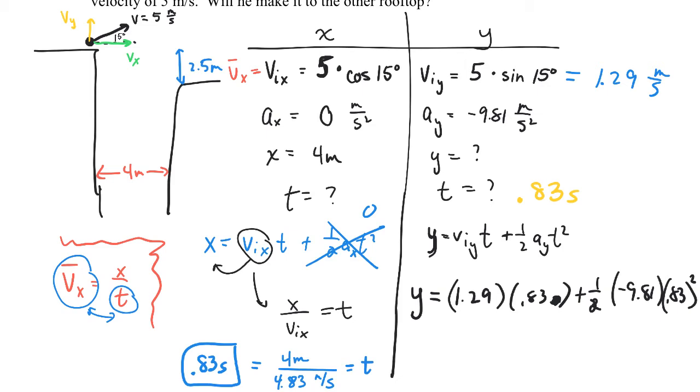So I want values. I want the answer. I want to know what is this product here and what is this value over here, please. Give me first the product of 1.29 and 0.83. What do I get for that piece, Gigi? 1.07.